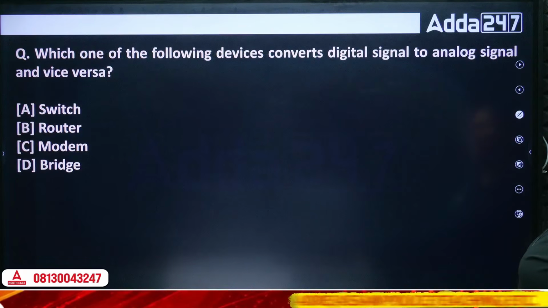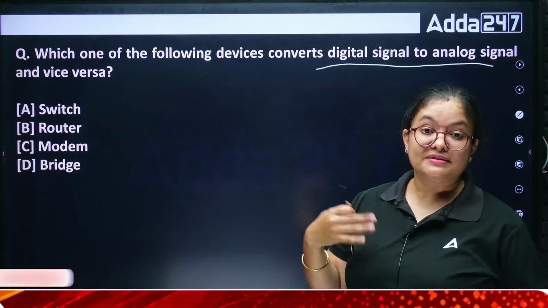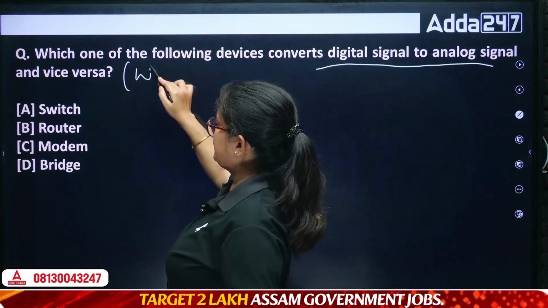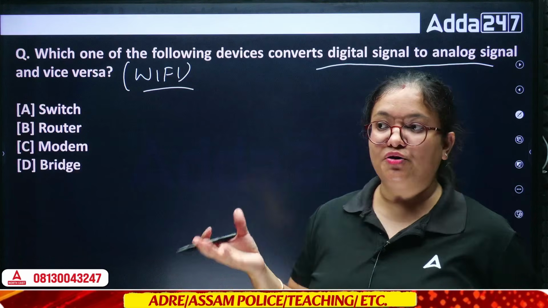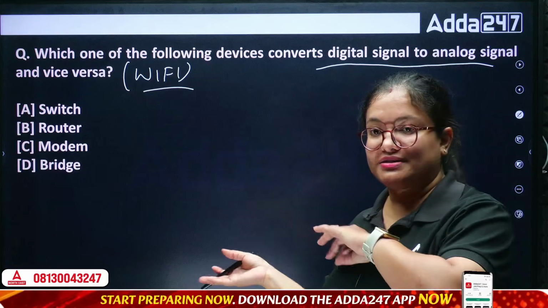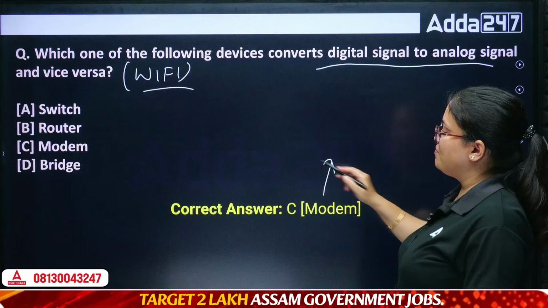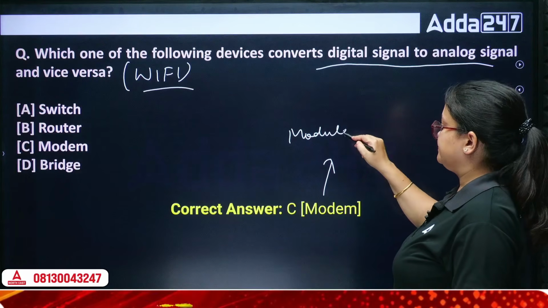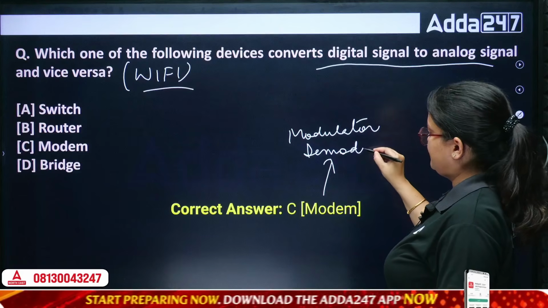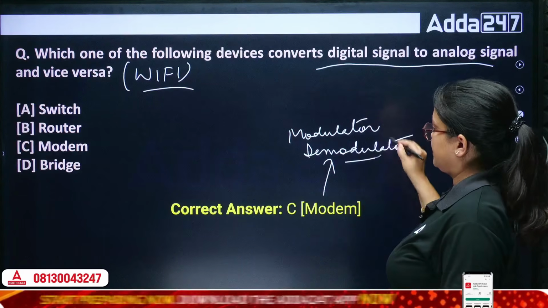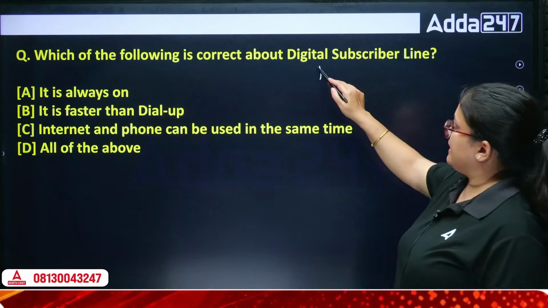Next, which one of the following devices converts digital signal to analog signal? Which is used to send digital to analog and analog to digital signals here? We usually say this for the example of Wi-Fi. Now I have placed one Wi-Fi connection in my home. The signals are being transferred from analog to digital and digital to analog. So for that reason, I usually use one modem, and the full form of modem is modulator demodulator. Do remember, they ask this a lot in the exam.